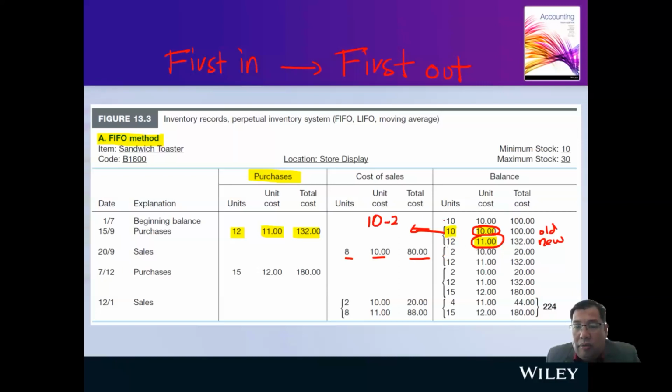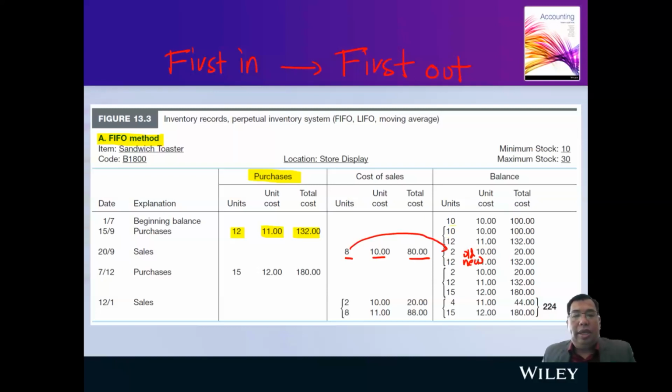2 units of the old stock. My new stock, 12 units, remain unchanged, remain intact. So this is the new one. This is the old one. The old one reduced from 10 by 8 to 2. That's why we have 2 units here.